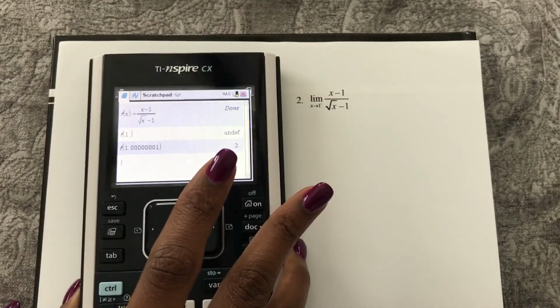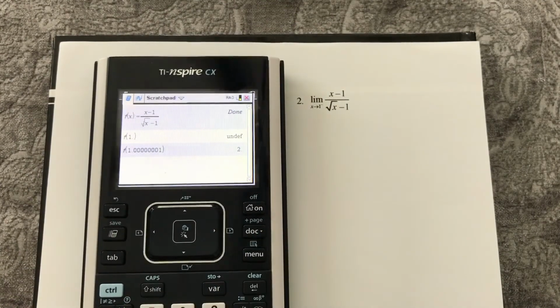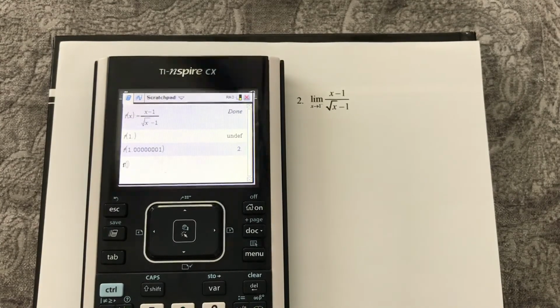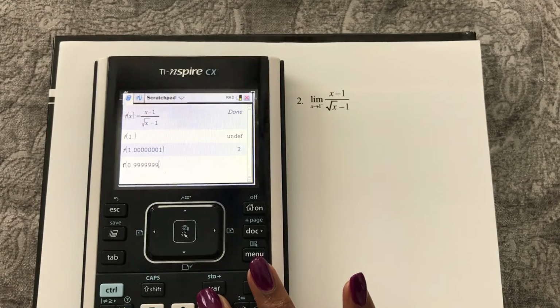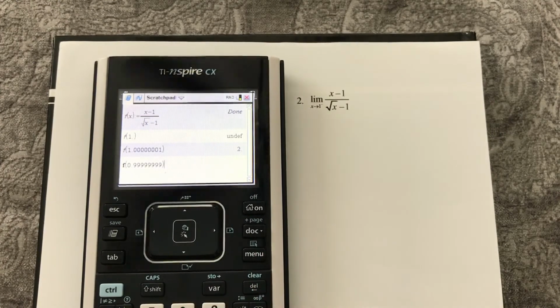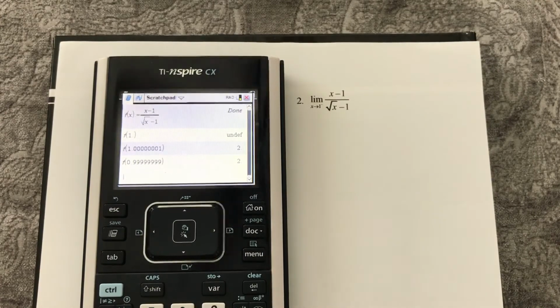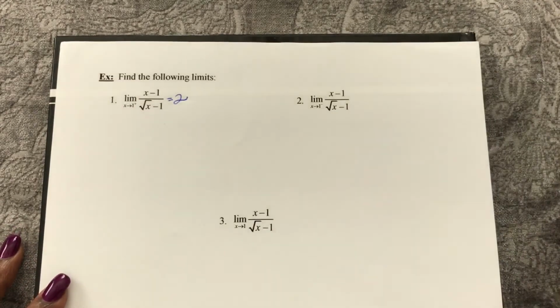So now let's look at number 2, approaching from the left. So that means I need to plug in an x value very, very, very, very close to 1, but on the left side of that. So for me, that's going to be 0.9999999. I learned from my last one not to put in too many. Press enter. Oh, it also is approaching 2.